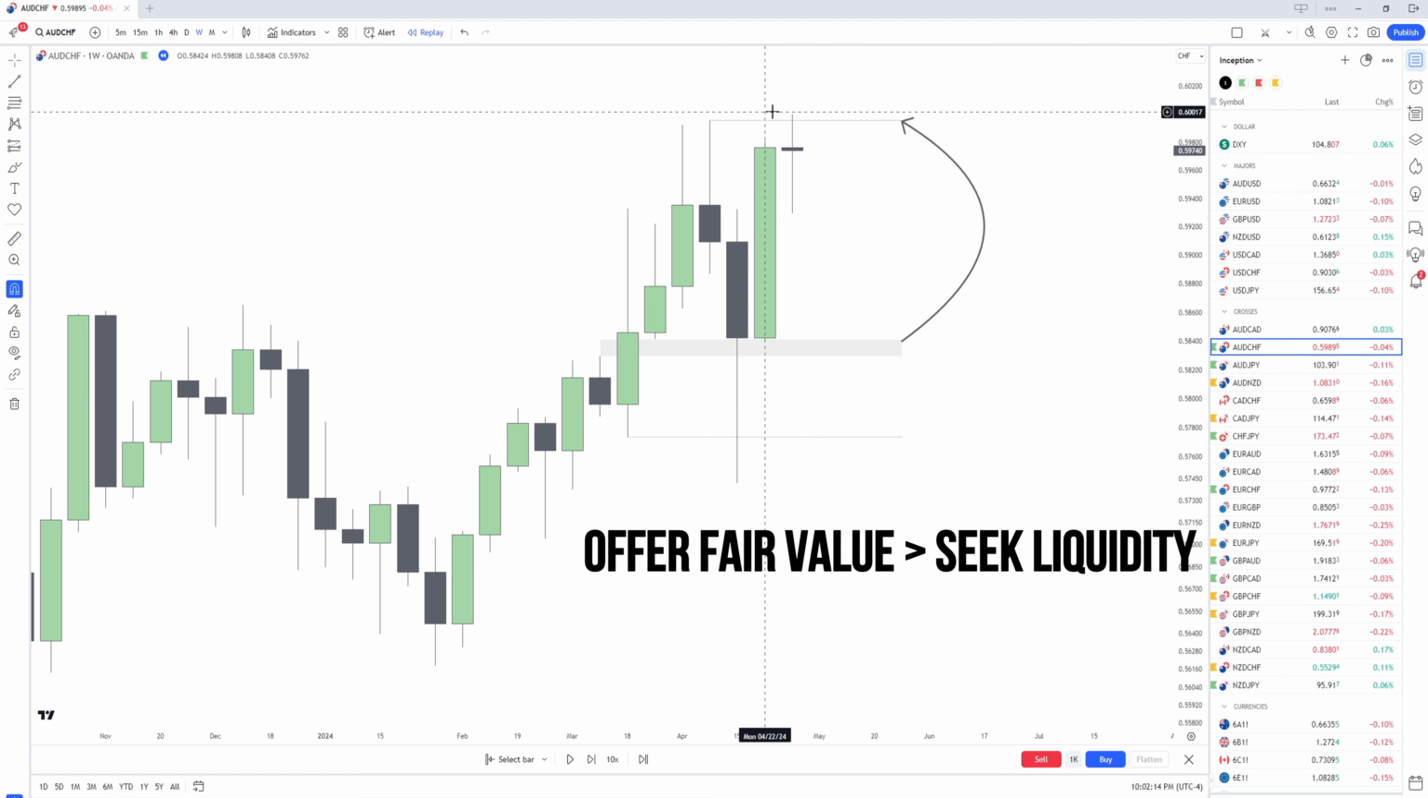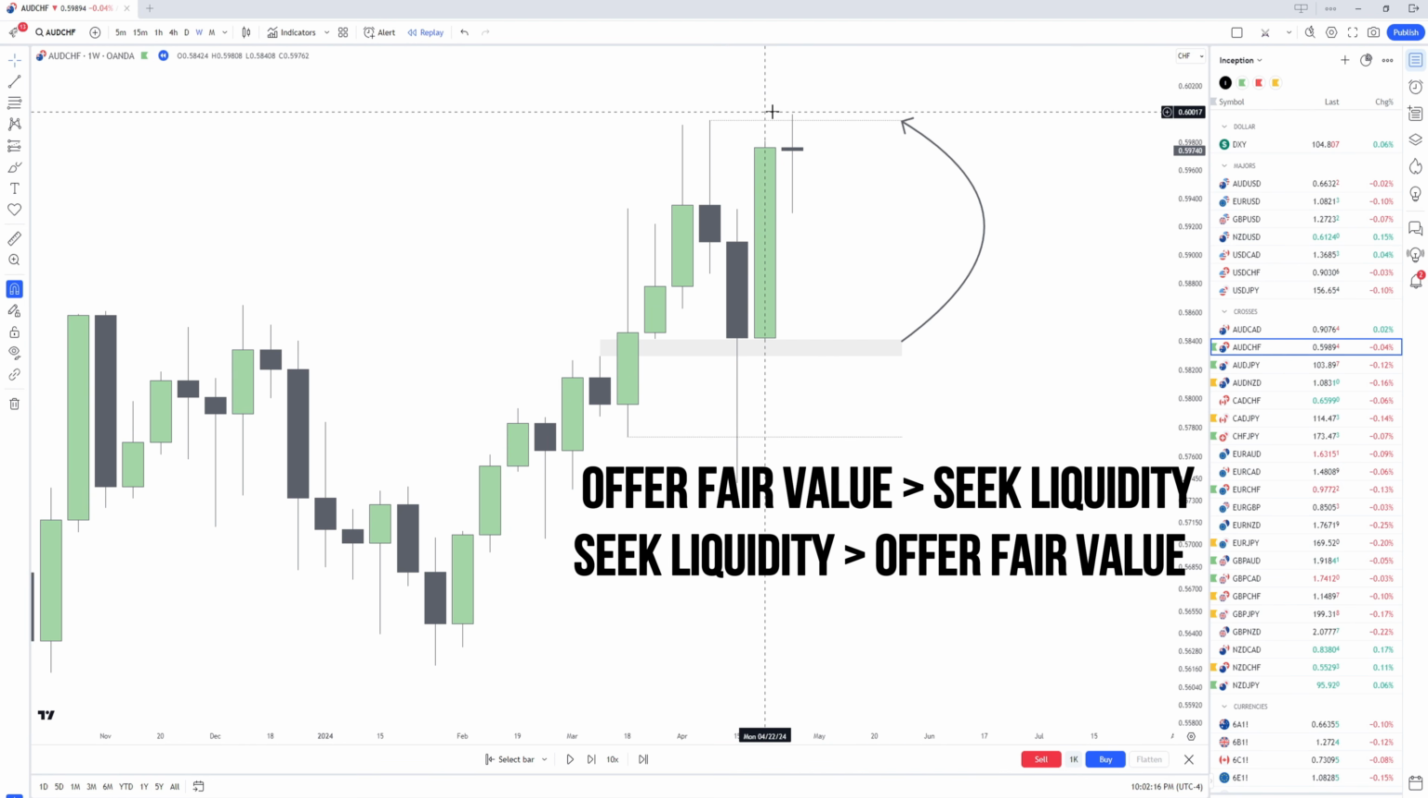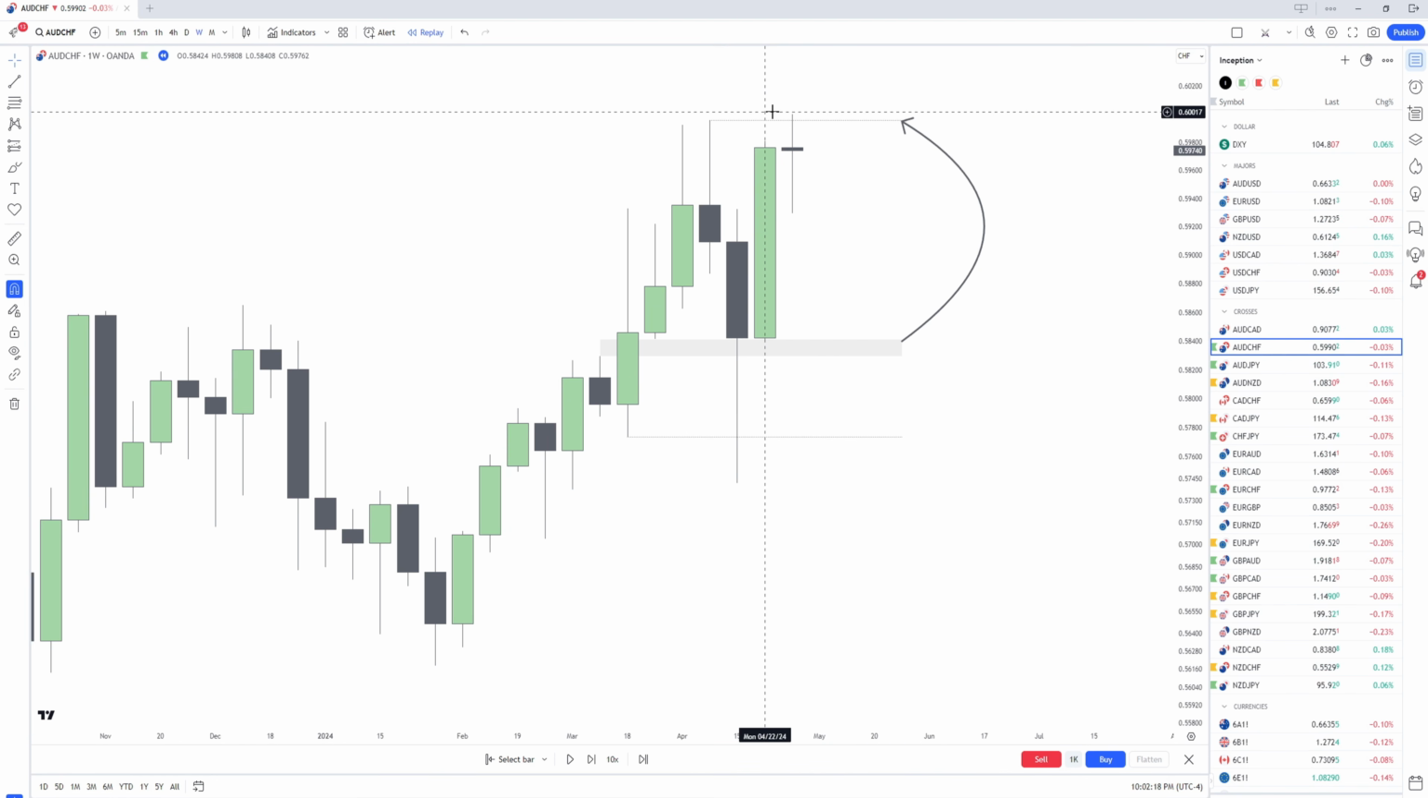Offer fair value, seek liquidity. Seek liquidity, offer fair value. Every single time it does that. It never does anything else. It's either seeking liquidity or offering fair value.